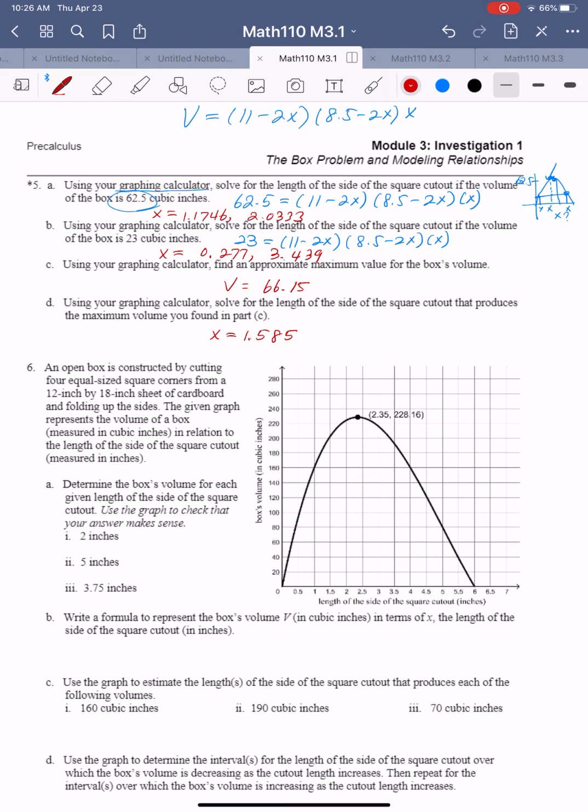Okay, so when the cutout was 1.585 inches, that gives us the maximum volume of the box.